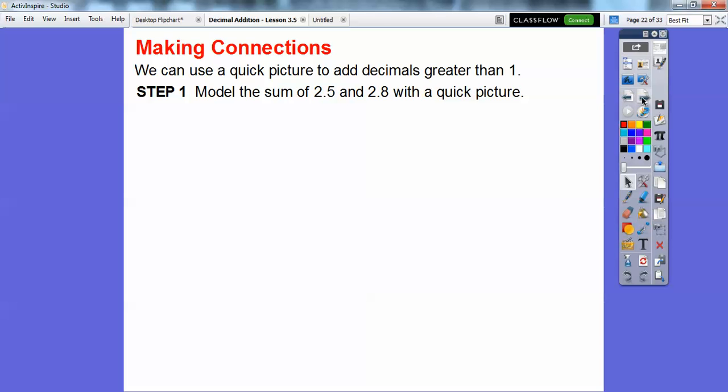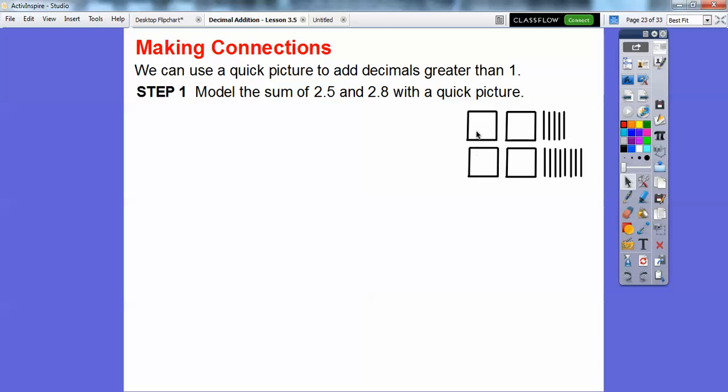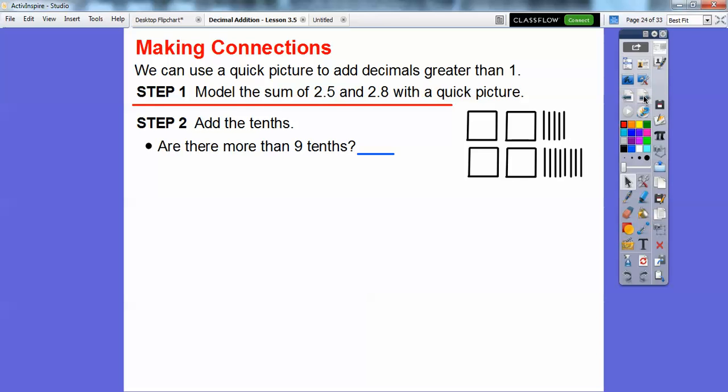All right, so we can use a quick picture to add decimals greater than 1. So let's model the sum of 2.5 and 2.8 with a quick picture. Okay, so we can just draw this. So here's 2.5. These are those flats that we had. So here's 1, 2, and then here's 1/10, 2/10, 3/10, 4/10, 5/10. Here's 8/10, so here's 2.8 right here. So we're going to go ahead and add the tenths together. Okay, are there more than 9 tenths? Yes, because we have 5 here and we have 8 here.